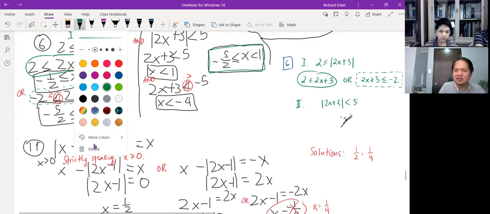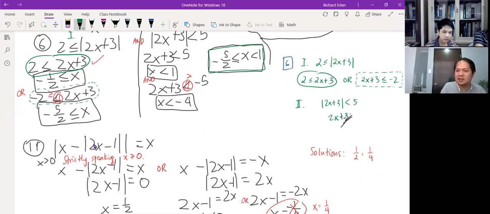All right, so dito naman, 2x plus 3 is less than 5 and at the same time greater than negative 5. So tama to, 2x plus 3 less than 5, pero ito opposite. Kasi dapat 2x plus 3, it should be greater than rather than less than.